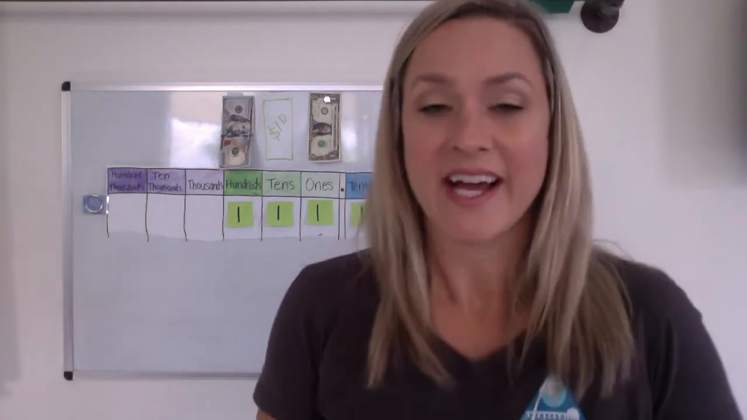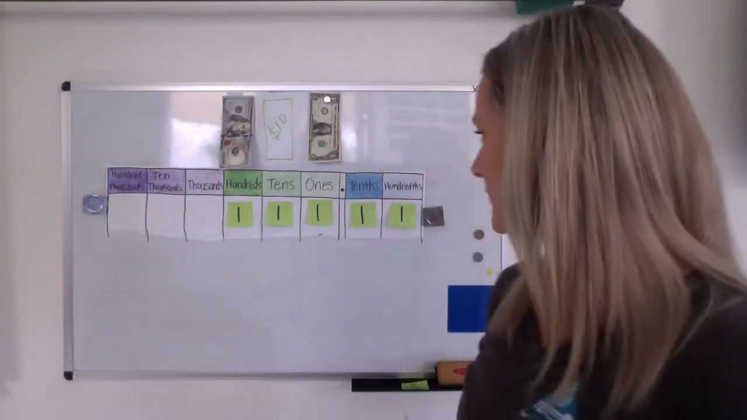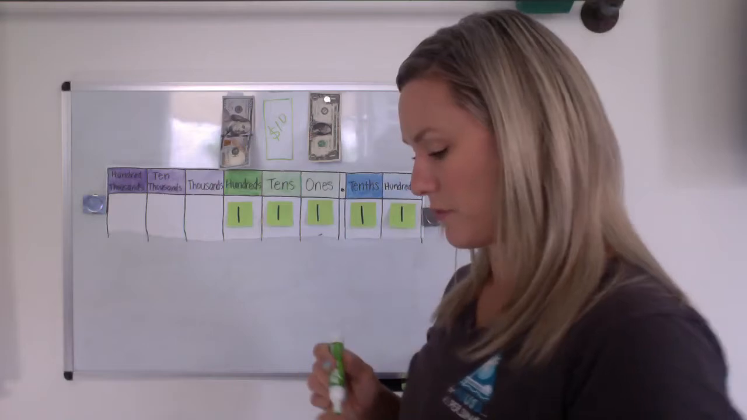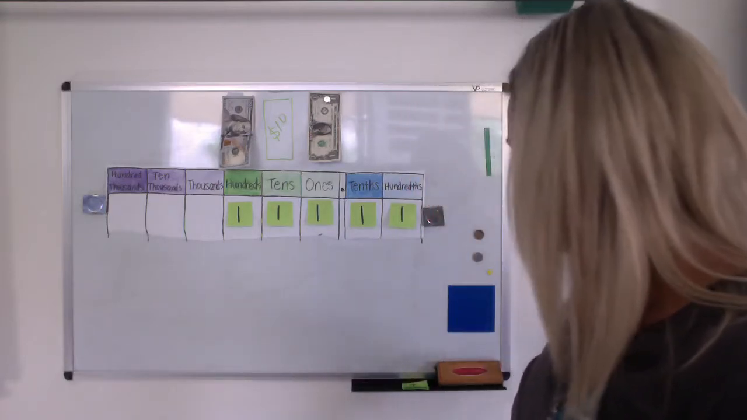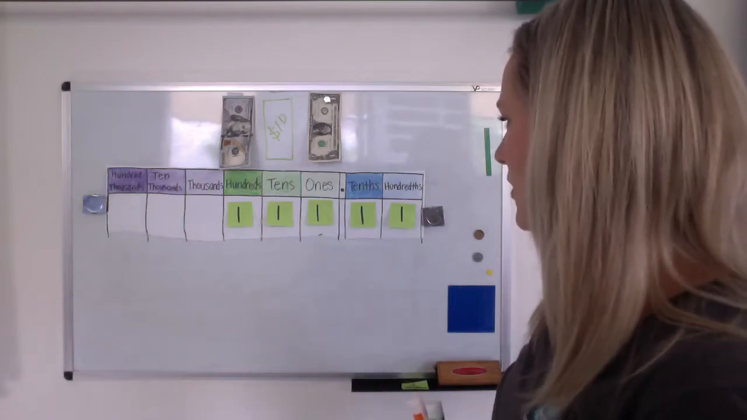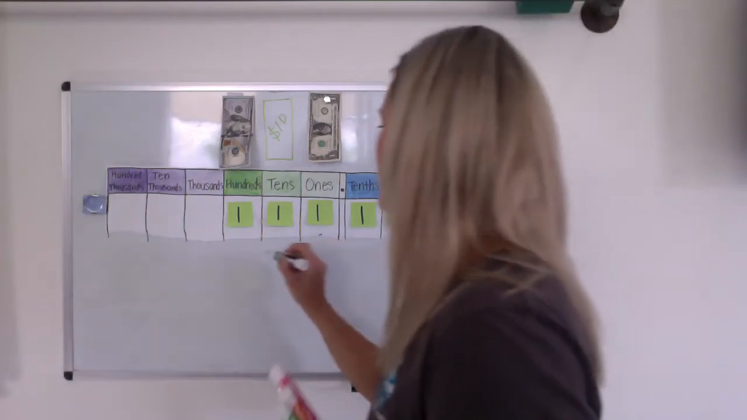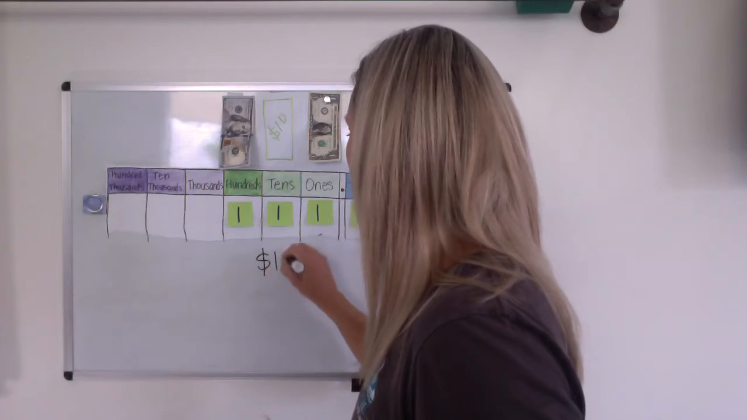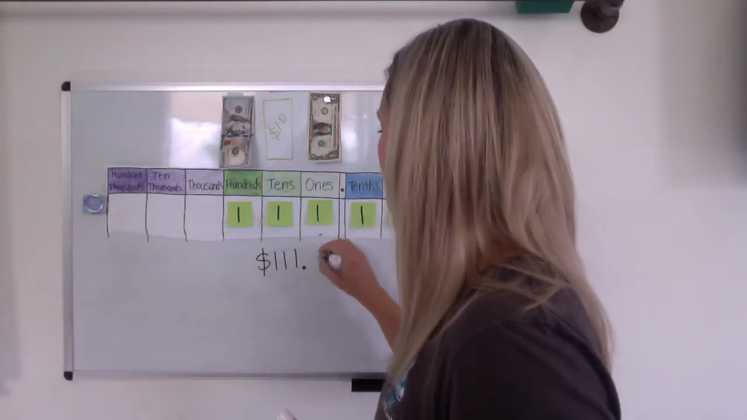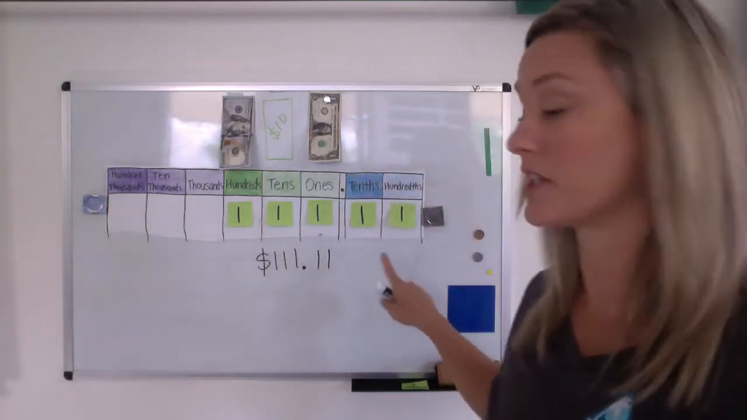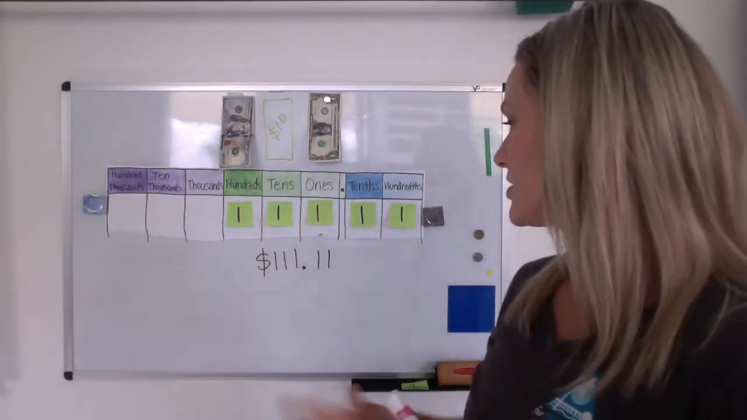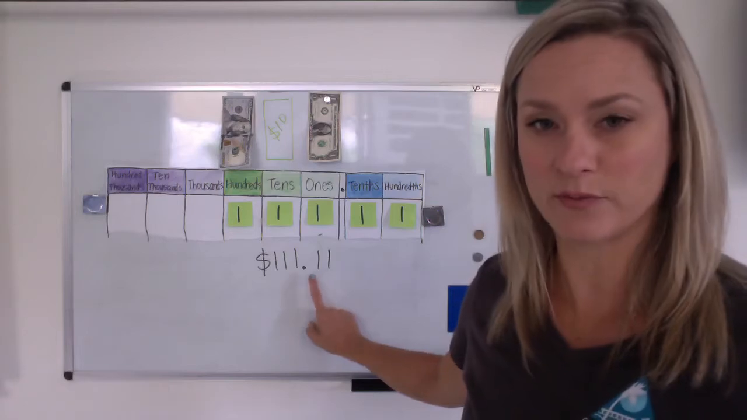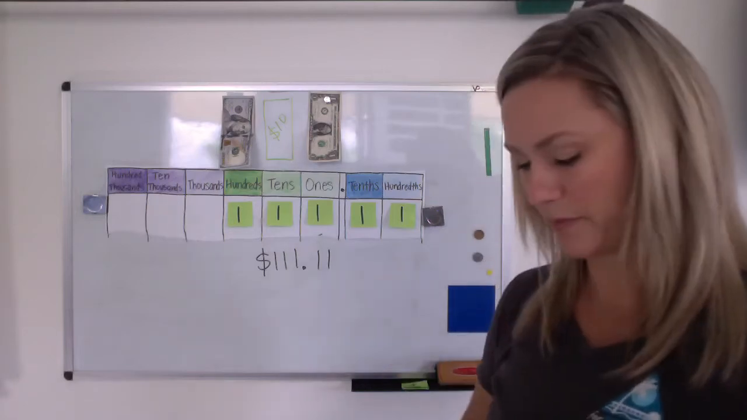Okay, so let's think about this. Money, money, money. I want to think about money. And right now I'm representing, let me get a different color so it shows up a bit better, I'm representing $111 and 11 cents if I were to use this number right here, right? Okay, so what coin would this be?